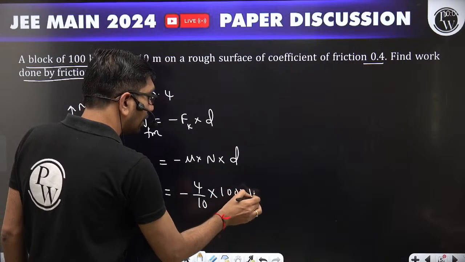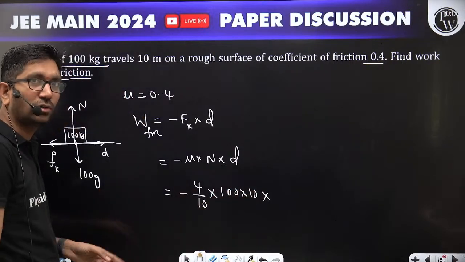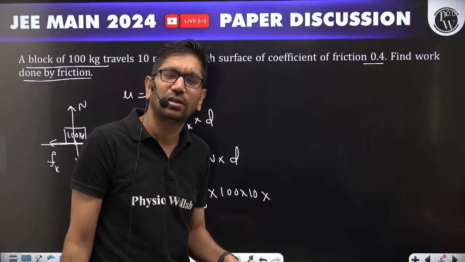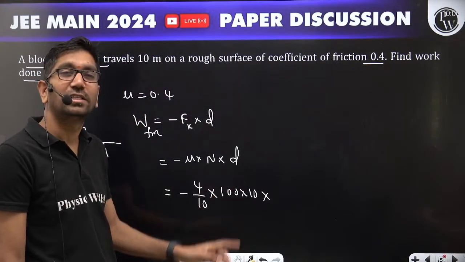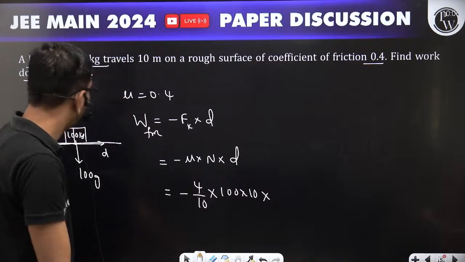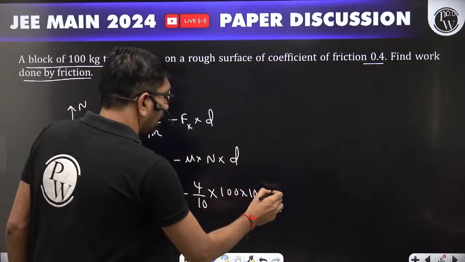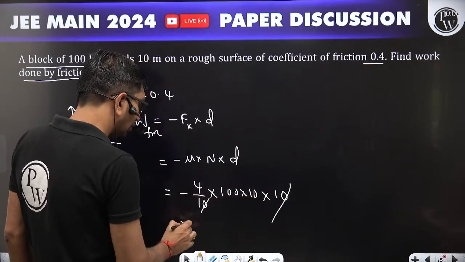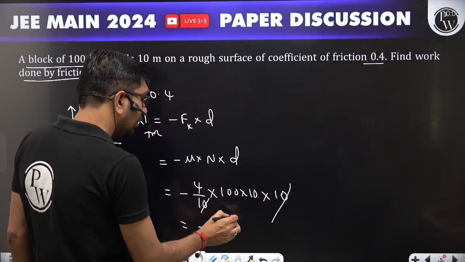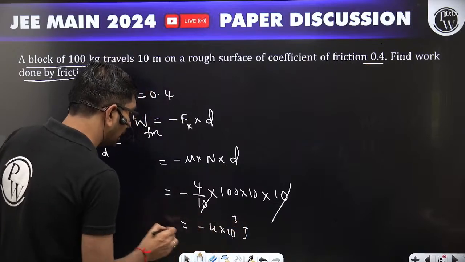100. G value, I'm taking it as 10. Actually it's 9.8, but for better calculation I'm considering it as 10, beta. And the distance he has given is 10 meter. So this 0 gets cancelled, right? So the final answer is minus 4 into 10 cube joules, is the final answer you got, right?